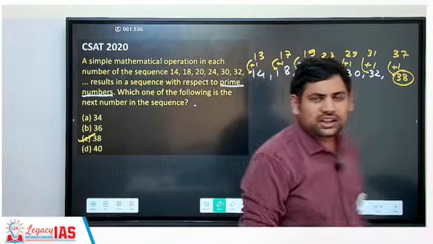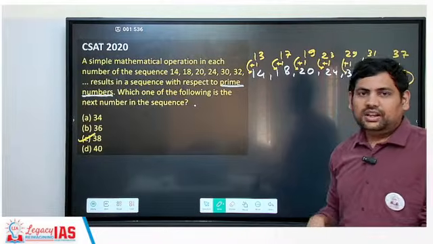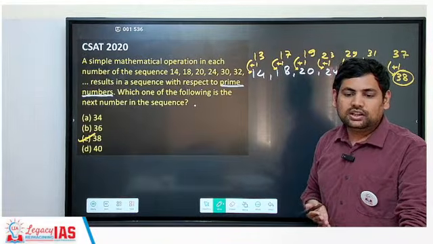Understood? Simple. Now the good thing was that they had already written that this is based on prime numbers. Otherwise, it sometimes gets tricky, right? What it might be related to.